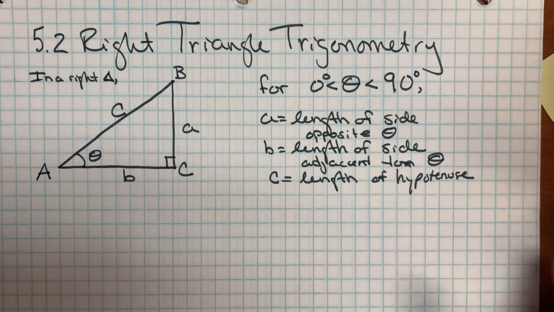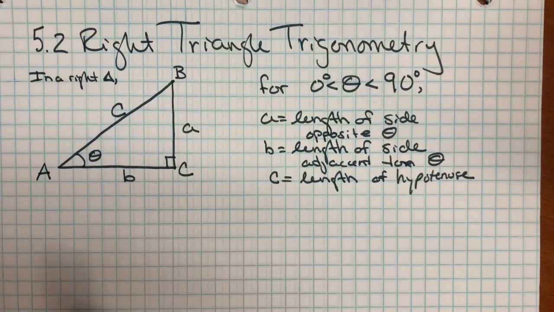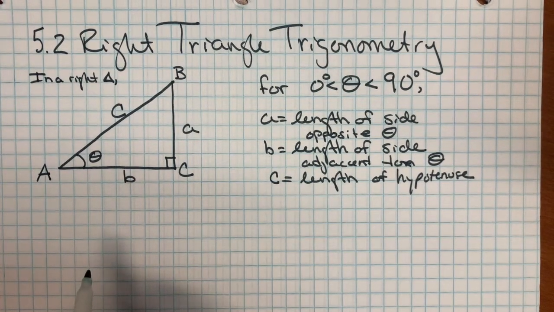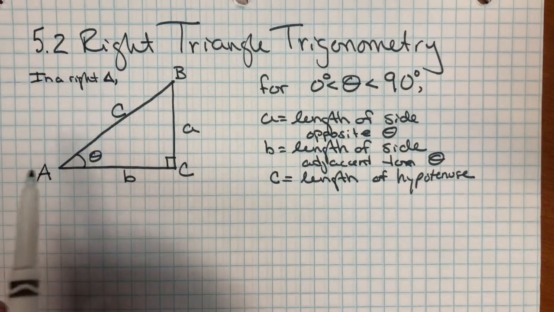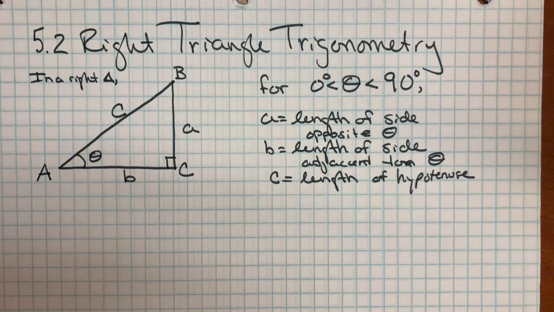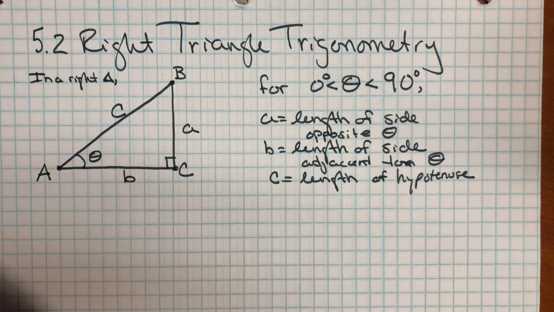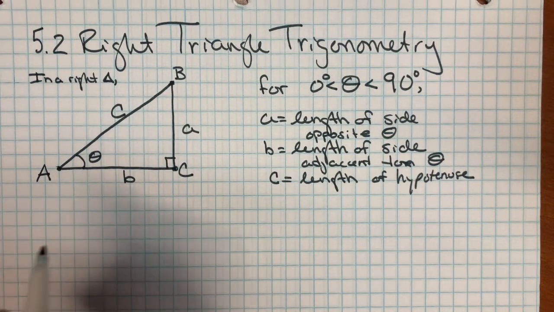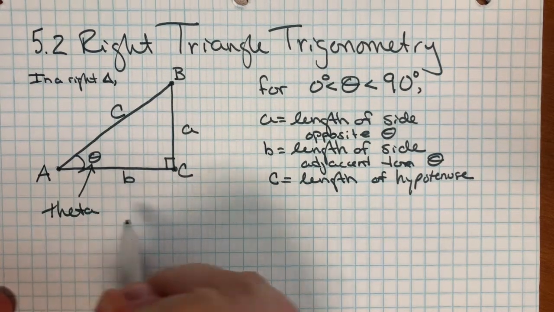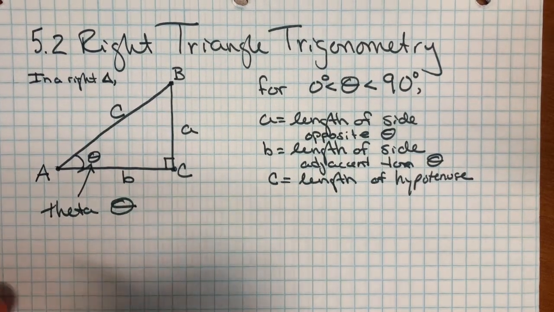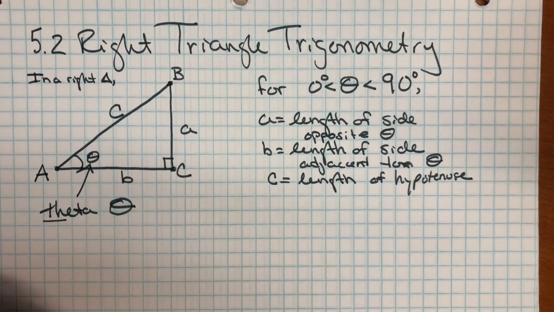Hi class, in today's video we're going to be talking about section 5.2, right triangle trigonometry. I'm going to start here with a right triangle, and we'll call that right triangle ABC. Those are its vertices, A, B, and C. And this angle here we'll call theta, which we write as a circle with a line through it. It's a Greek letter that makes the sound TH.